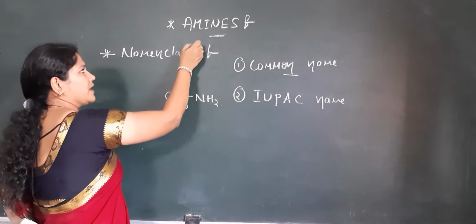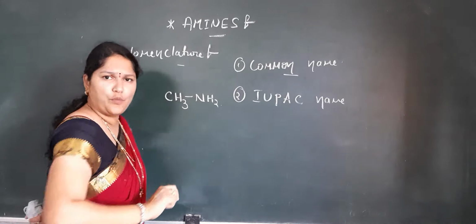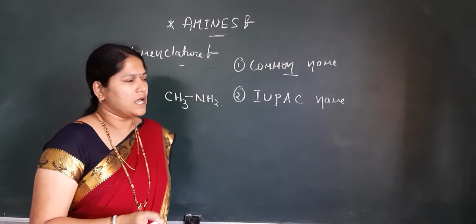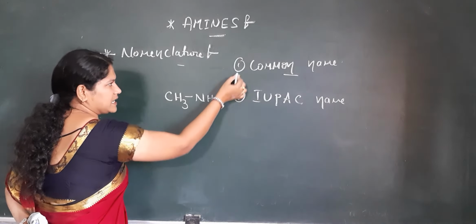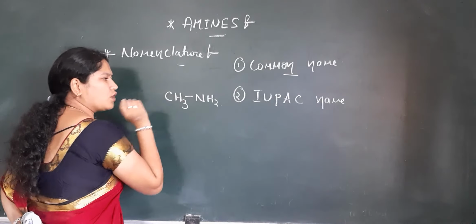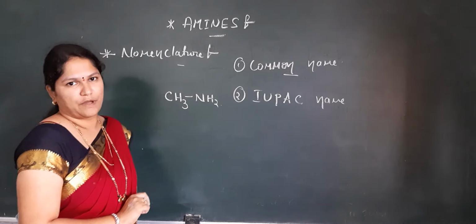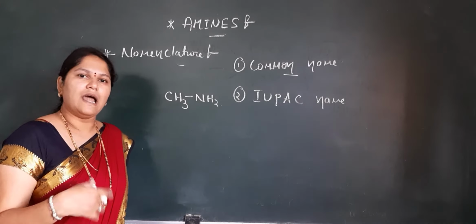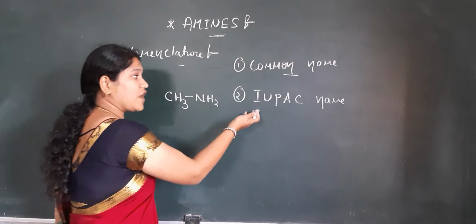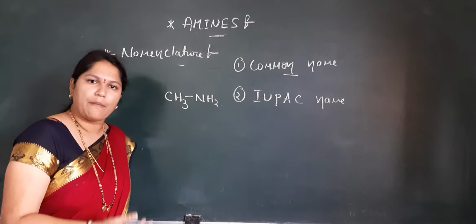Coming to these particular amines, common name and IUPAC names do not differ much, only a slight variation. If you want, you can observe here. See, in both common name and IUPAC name we name this particular compound. Commonly it is known as methyl amine. Whereas in case of IUPAC nomenclature, it is called methane amine.